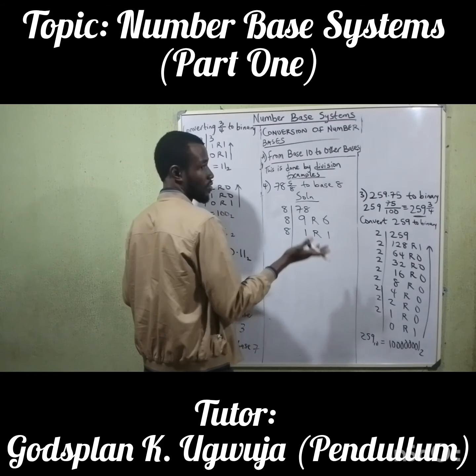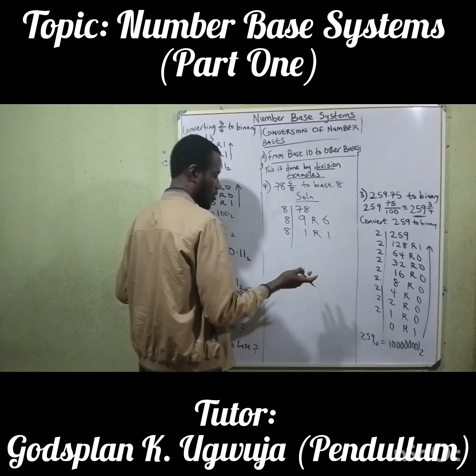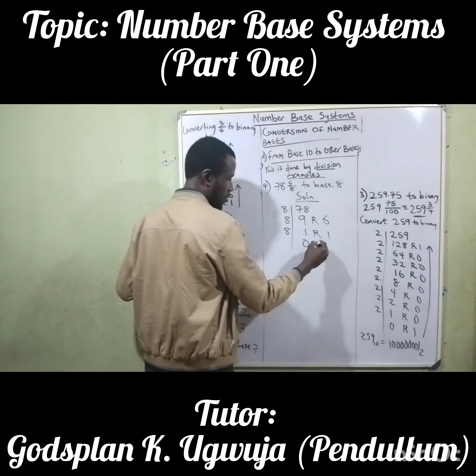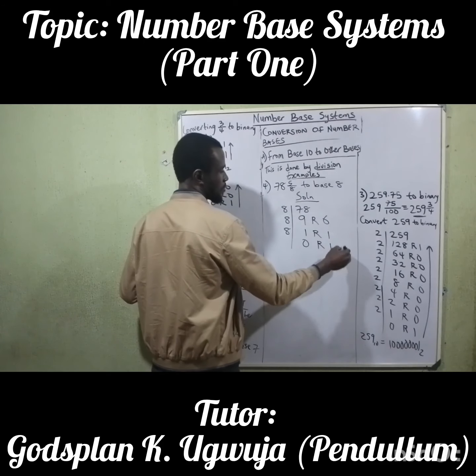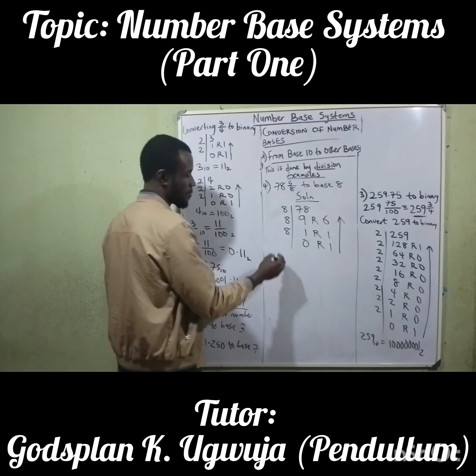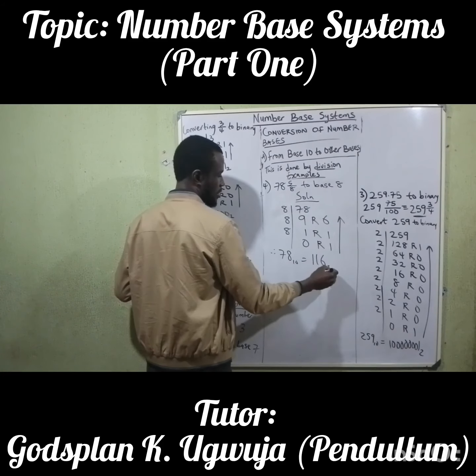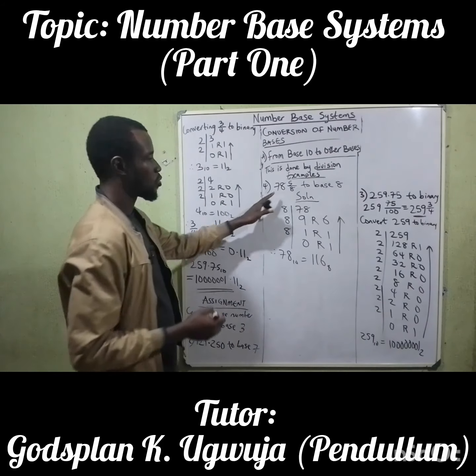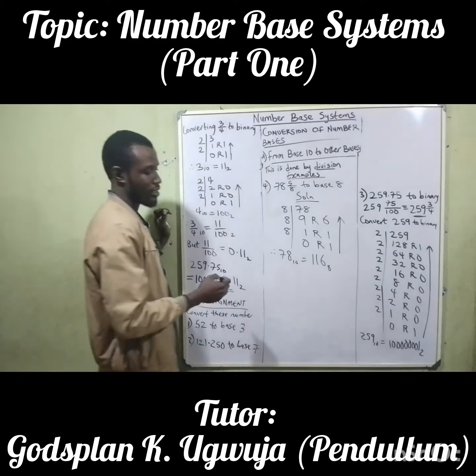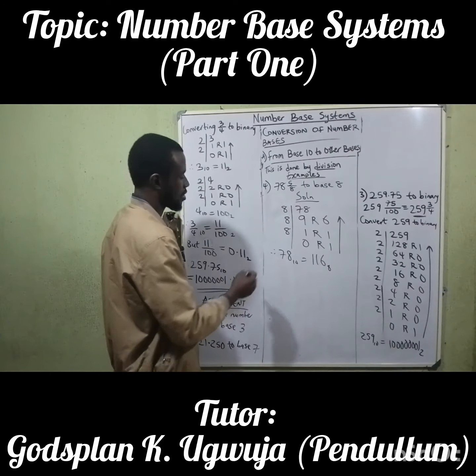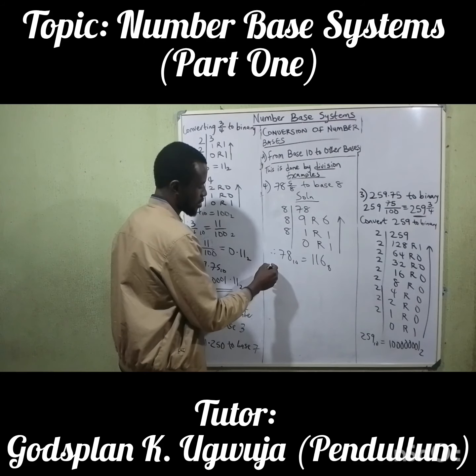Then 1 divided by 8, of course, you cannot divide without giving you a fraction. So it's going to be 0, remainder 1. Take it from down up. That means that 78 in base 10 is 116 in base 8. So we are done with the whole number part. Now let's look at the fractional part. So we have to also convert.